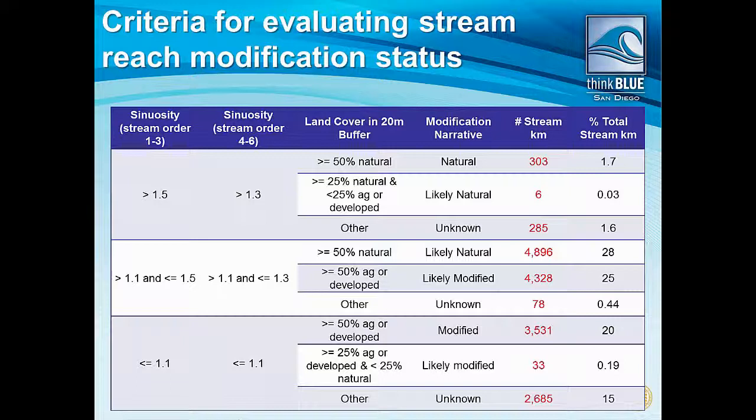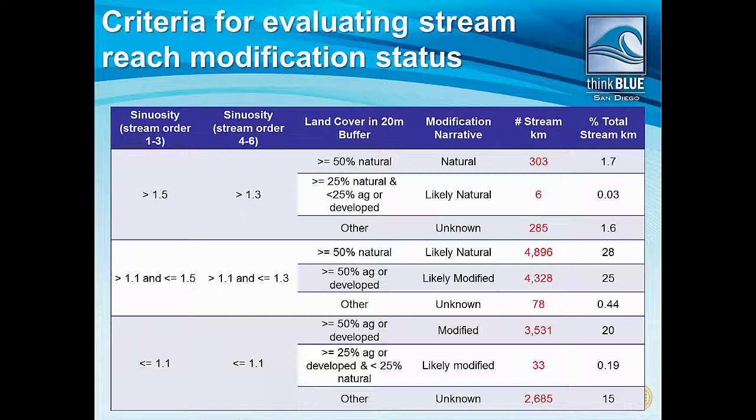So where you have more ag or developed land, or where you have much less sinuosity, where this channel is almost like basically it's linear, chances are good that it was probably not naturally that way, and it's probably modified. So that's how we basically did this.